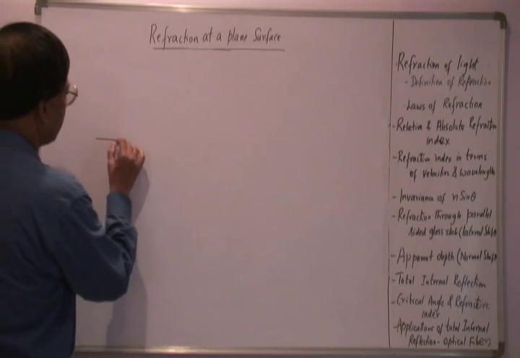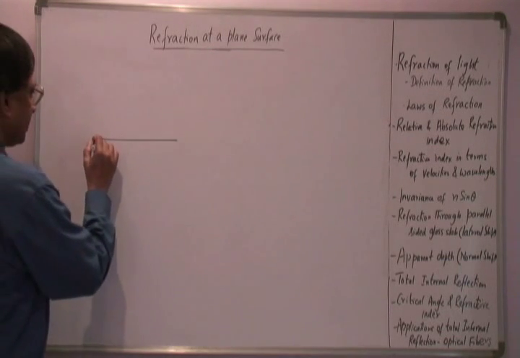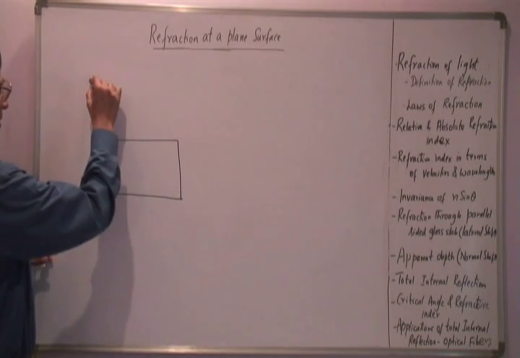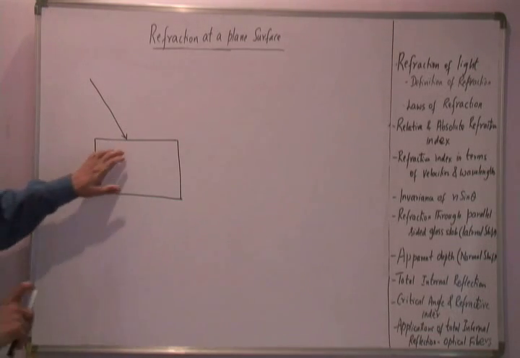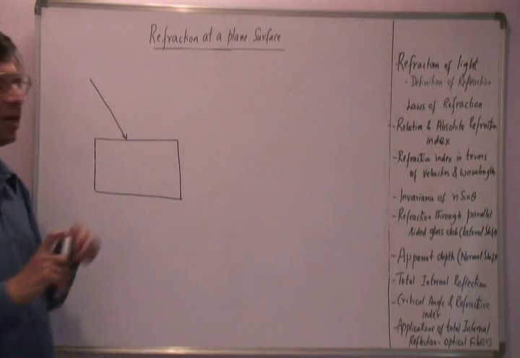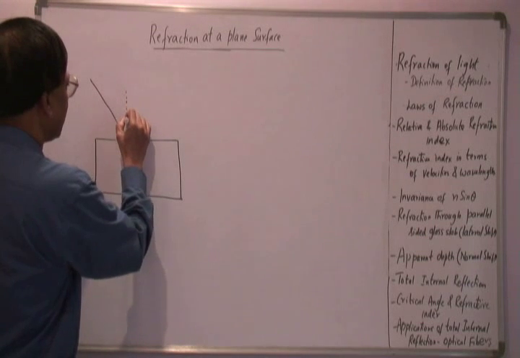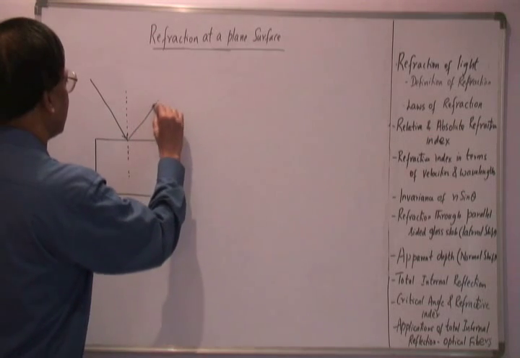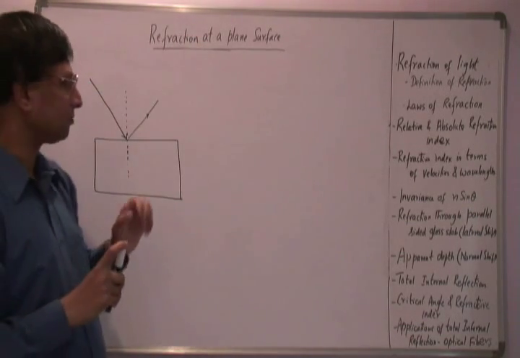So if I take a plane surface of glass here, a slab of glass for that matter, and I have light incident on this. I have an incident ray of light falling on the surface. We know from our earlier discussions that part of the light gets reflected. We talked about the phenomena of reflection earlier. So part of the light gets reflected, and we know that the angle of reflection and the angle of incidence are the same when we talked about reflection.